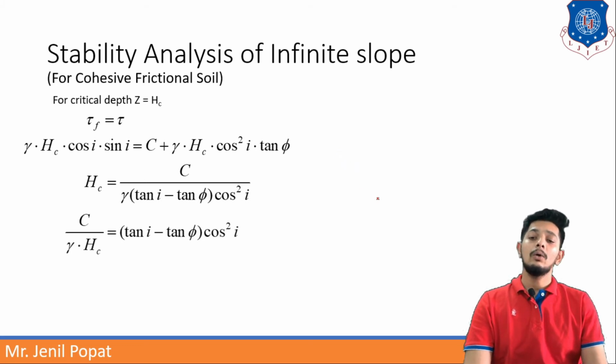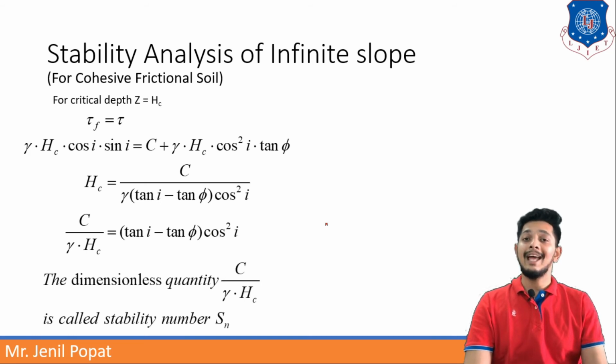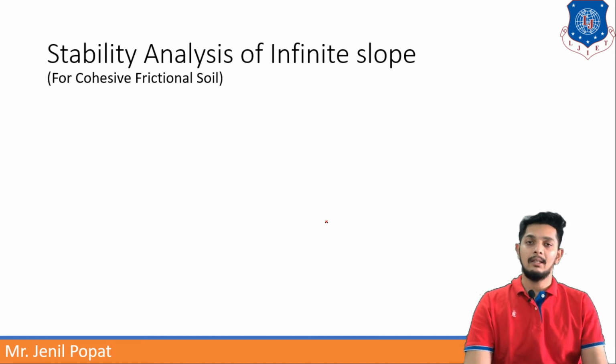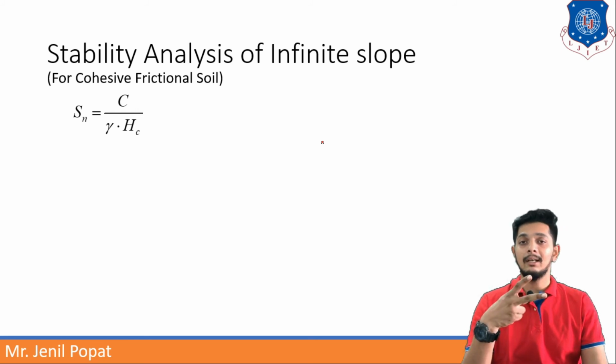Now making c upon hc into gamma the subject of the equation, we get c upon gamma into hc as tan I minus tan phi into cos square I. And c by gamma hc is a dimensionless quantity, which is assumed as the stability number, also known as Sn. So we can write Sn is equal to c upon gamma into hc. So here two new things are there. First, we have learned critical height, and second one is stability number.